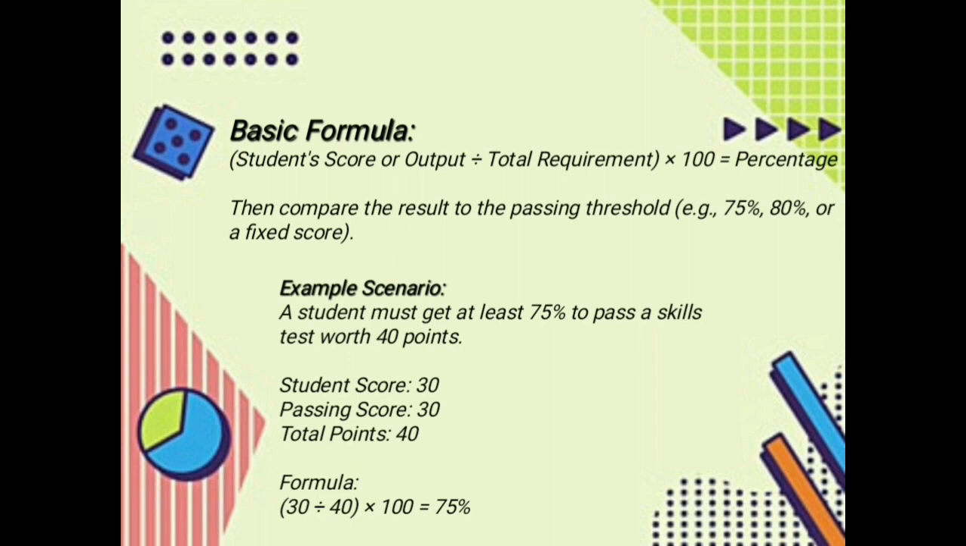So, the example scenario here is a student must get at least 75% to pass a skills test worth 40 points. So, yung student score is 30, passing score is 30. So, bakit? Kasi yung 75% times 40 points is equals to 30. So, yung passing score niya is 30. Then, the total points is 40. Then, the formula here is 30 divided by 40 is equals to 0.75 times 100 is equals to 75%. So, since na-meet niya naman yung minimum requirements, which is the 75%, so meaning, nakapasa siya.